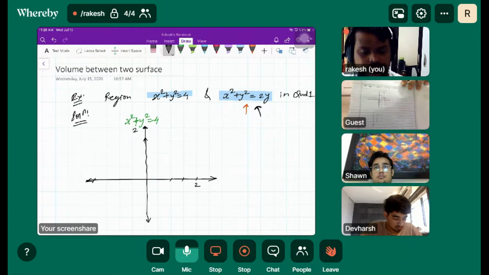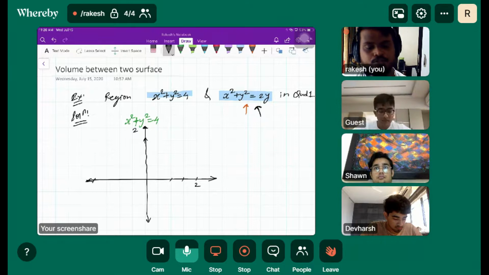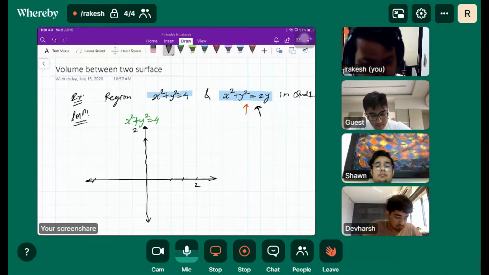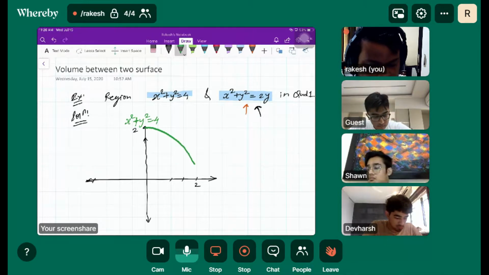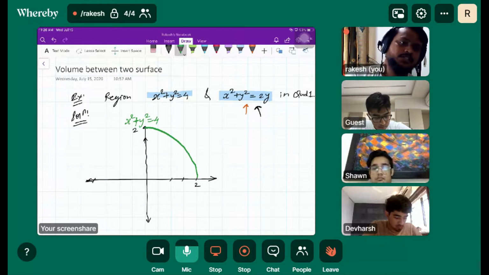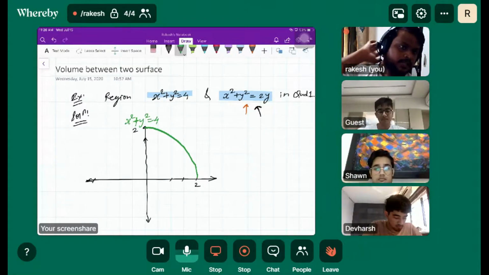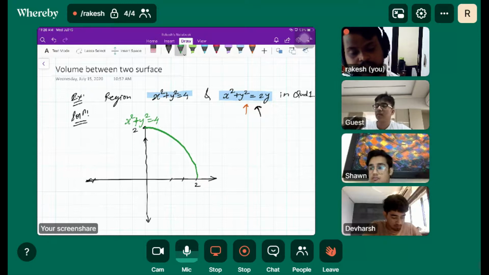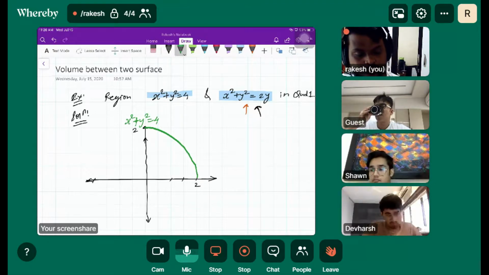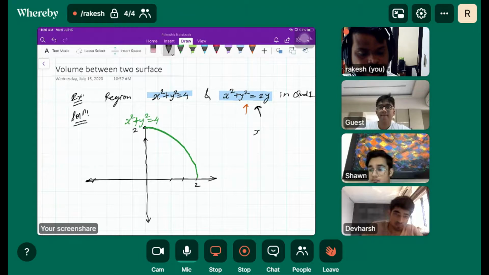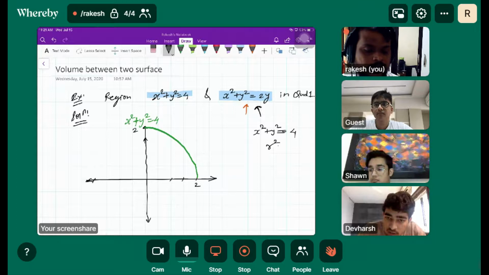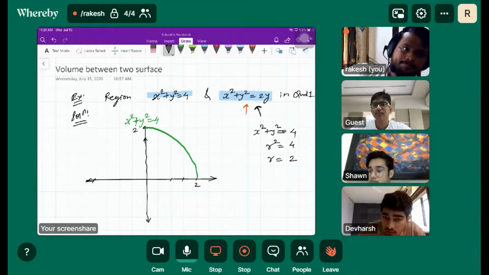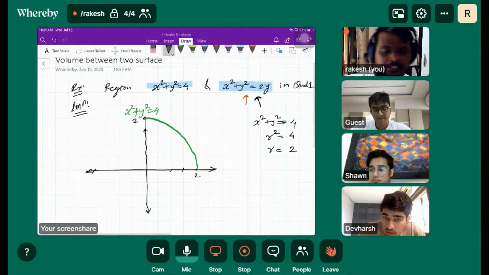Okay, let's check it out. This is the graph of the first equation, the circle x square plus y square is equal to 4, whose radius is 2. So how do we represent x square plus y square is equal to 4 in polar form? R square is equal to 4, so R is equal to 2.